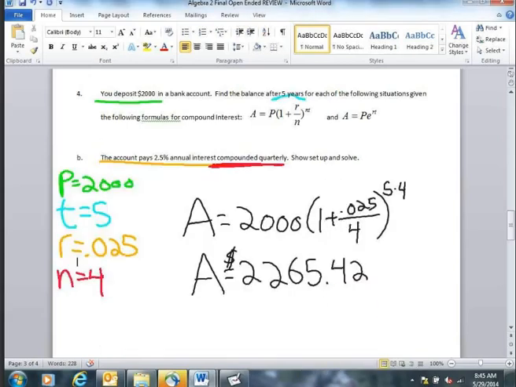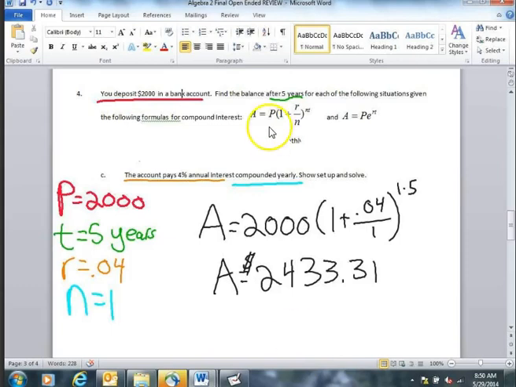Now scrolling down here, again T is 5, $2,000, except now my interest rate is 2.5%, which is 0.025 as a decimal. Interest compounded quarterly. That means N is 4. Quarterly is 4. Monthly is 12. Yearly is 1. Weekly is N equals 52. Semi-annually, N equals 2, by the way. Yearly is 1. Things like that. I then go ahead, plug and chug into my formula, which will be given to me.